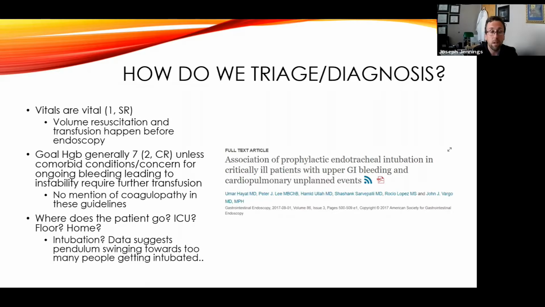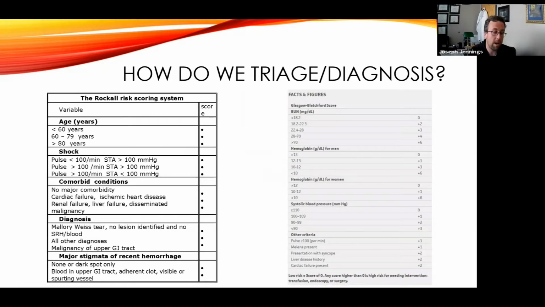And so they developed scores that try to help us do that. One of which requires actual endoscopy findings. So it's more of a prognostic tool after the full workup is done, including endoscopy, which is the Rockall risk score, on the left-hand side of the slide here. And then there's the GBS score, which is meant to be done in the absence of endoscopic evaluation.